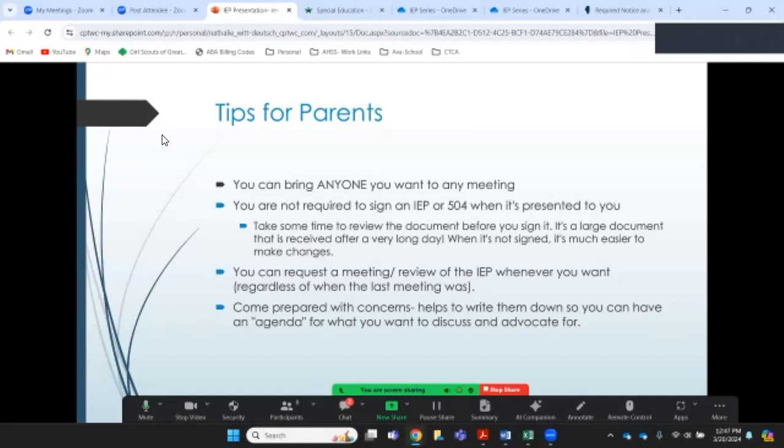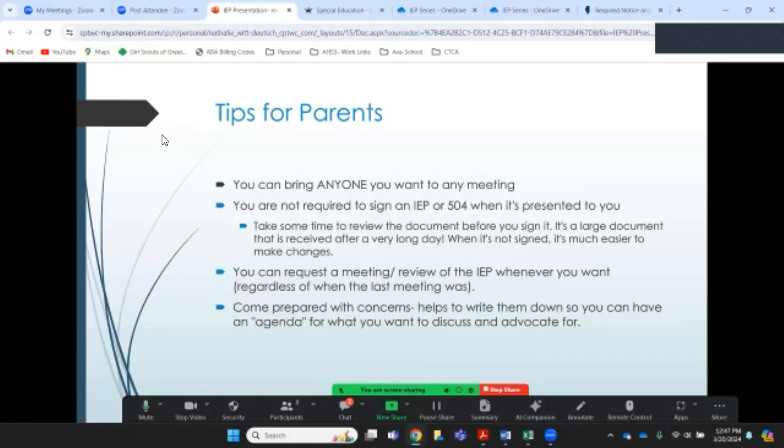You're not required to sign an IEP or a 504 when it's presented to you. Take some time to review the document before you sign. Again, they have 3 school days to present to you the finalized document so that you can review it and make sure that everything is what was discussed, what's going to be provided. It is a very long document. Some of them I've seen have been over 60 pages just because you have a lot of goals, you have a lot of information in there. Some of them even have behavior intervention plans. Some have the assessment results and things like that. So they can be a pretty lengthy document.